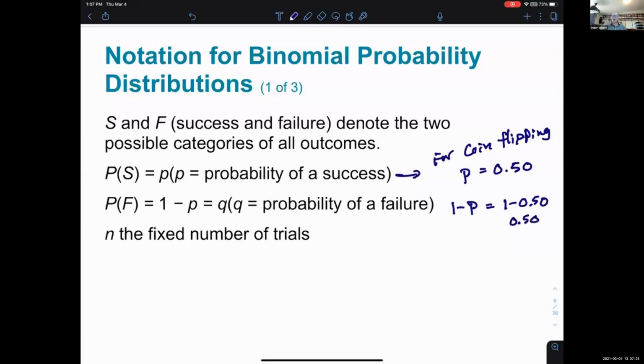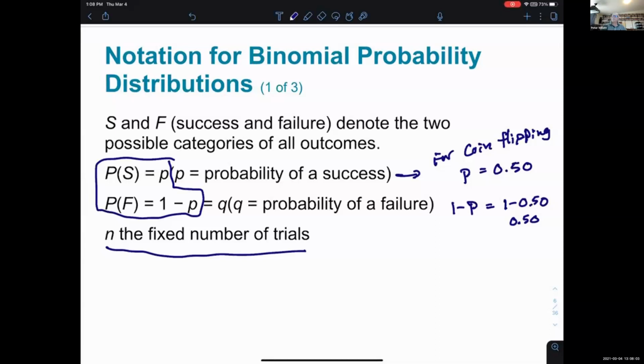But let's say I had a coin that was weighted to get heads more often. Maybe it gets heads 80% of the time, and that's a success, and it gets tails 20% of the time. But P and 1 minus P are complements because you either have success or failure, one or the other. And N is the fixed number of trials. So if I'm flipping a coin 10 times and seeing how many times I got heads, then N would be 10. This is just to get some notation so that we can write about and talk about this stuff.